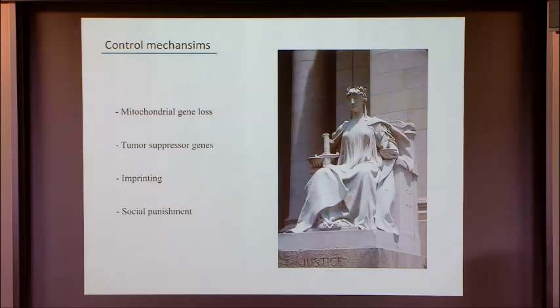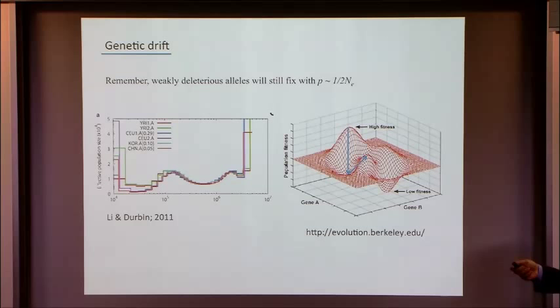And the last thing I want to emphasize is, we don't necessarily have to look for selection. We're arguing about what kind of selection is important, but actually, maybe there's just no selection. Remember, weakly deleterious alleles still have quite a big chance to fix in a small population. And the population size of humans is quite small. The long-term effective population size of humans is maybe 10 to the 4.